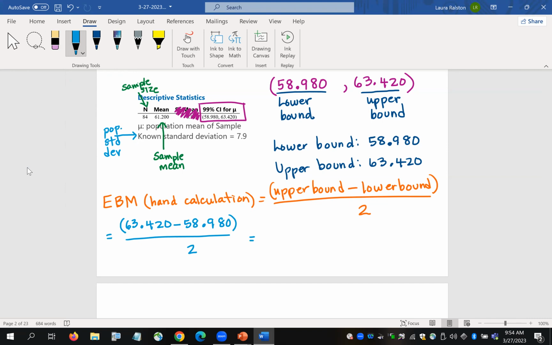So I'm going to get my calculator and do that subtraction. 63.420 minus 58.980 gives me 4.44, divided by 2 is 2.22. So the error bound margin for this problem is 2.22.